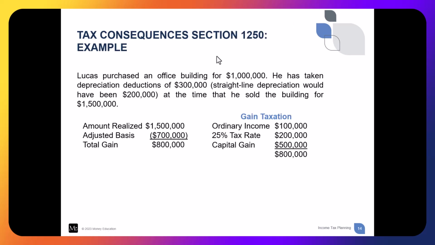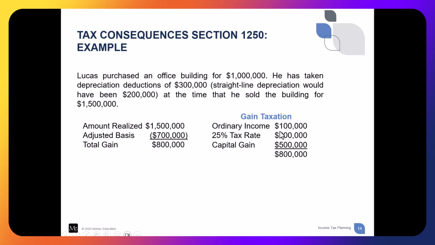An example: Lucas purchases an office building for $1 million. He's taken $300,000 in depreciation. Straight line would have been $200,000. At the time he sold it for 1.5 million. So first we would take the amount realized, which is the selling price, less the adjusted basis, which is the 1 million minus 300,000, so 700,000, and there's a total gain of 800,000, but we have to break it out.